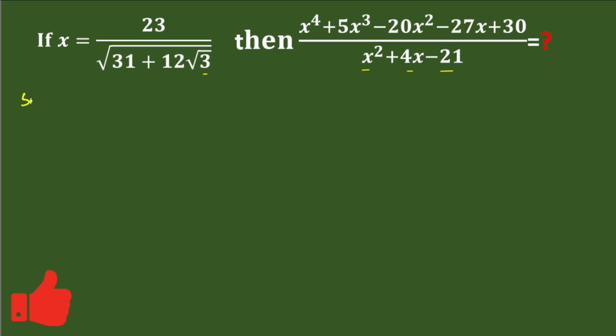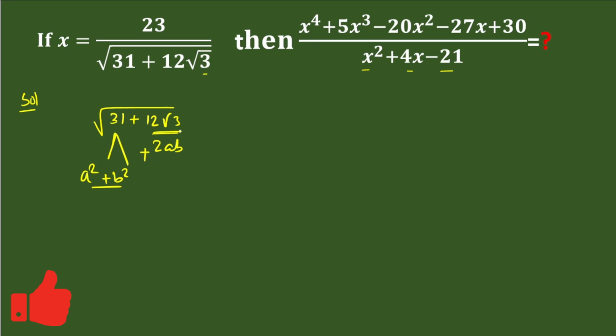Now the solution of this problem. The denominator value of x is given under a square root. So first we'll solve the square root value, that is 31 plus 12 square root 3, which has a square root. For solving this type of problem, 12 square root 3 is the value of 2 times ab, and 31 is the value of a squared plus b squared. So we can make it a squared plus b squared plus 2 times ab.